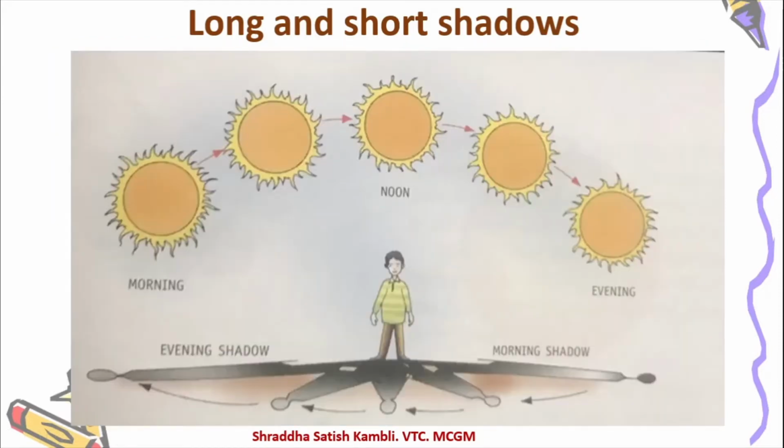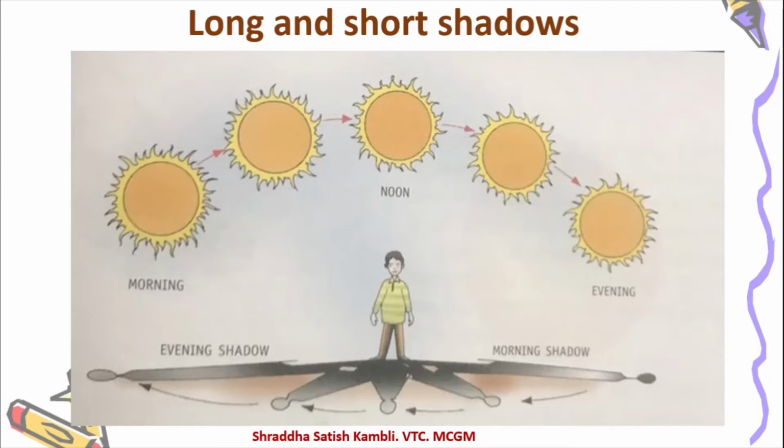Let us take one more look here. See, there is this boy standing. There is the sun. So this is morning, this is a little bit after morning, this is noon, and then this is 4 o'clock in the afternoon, and then this is evening. And look at the shadow of the boy. So in the morning the shadow is here, it is a long shadow. Then because the sun has gone a little bit up, the shadow has become a little shorter. At noon the shadow is shortest, and when the sun starts setting, the shadow also becomes longer again. So this, children, is the meaning of long and short shadows.